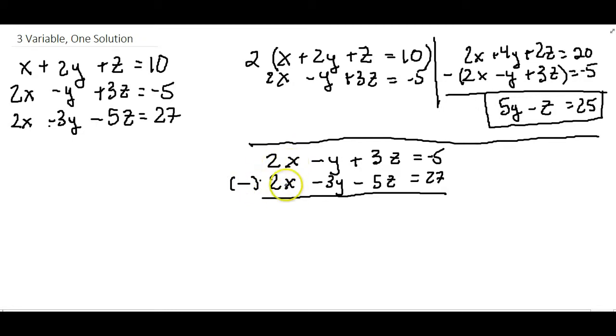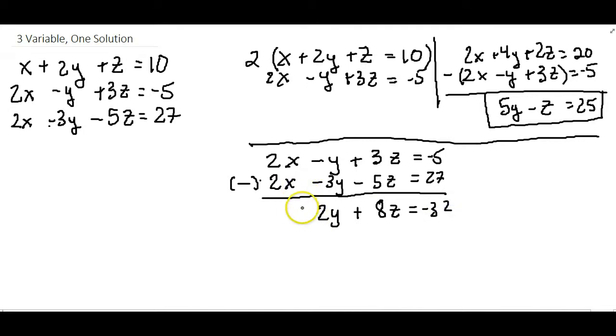So then we have 2x minus 2x, our x's drop out. Then we have negative y minus a negative 3y, so we end up with a positive 2y. And then we have 3z minus a negative 5z. We end up with positive 8z equals negative 5 minus a 27 gives us negative 32.